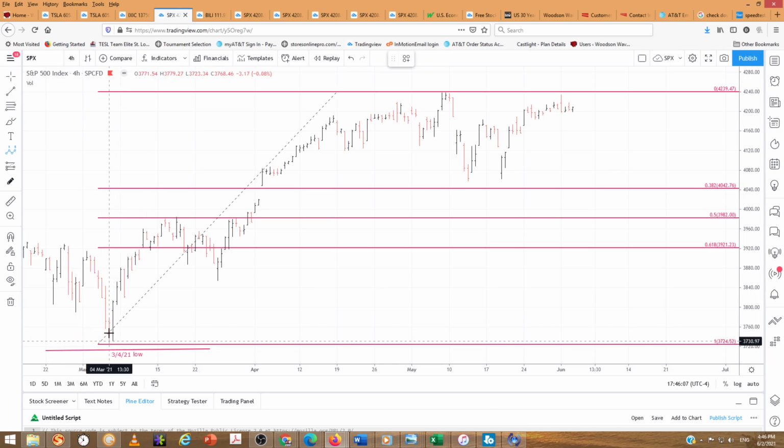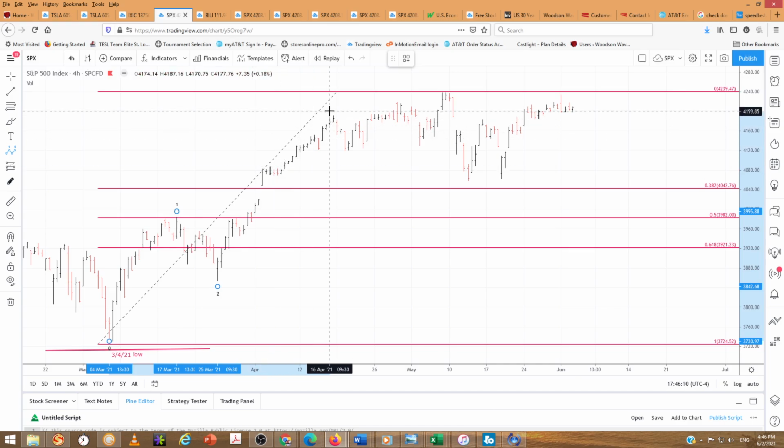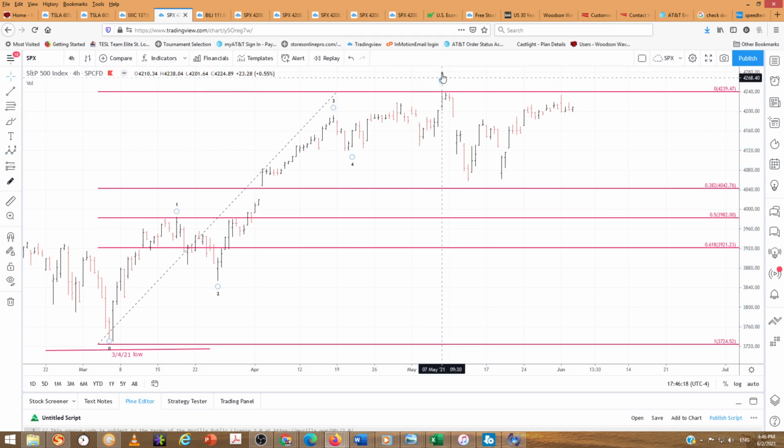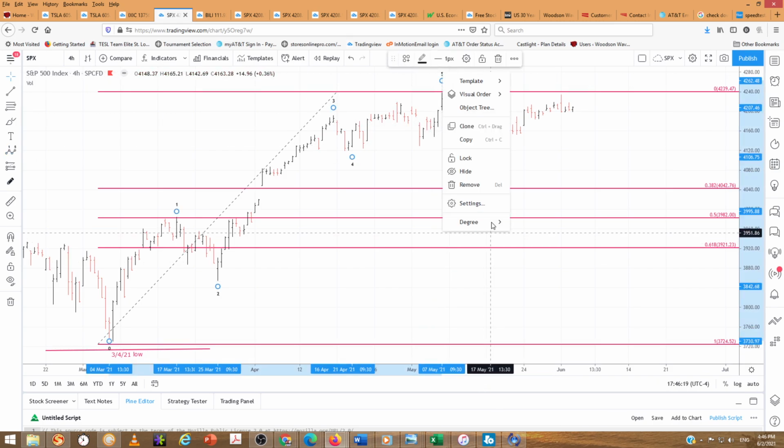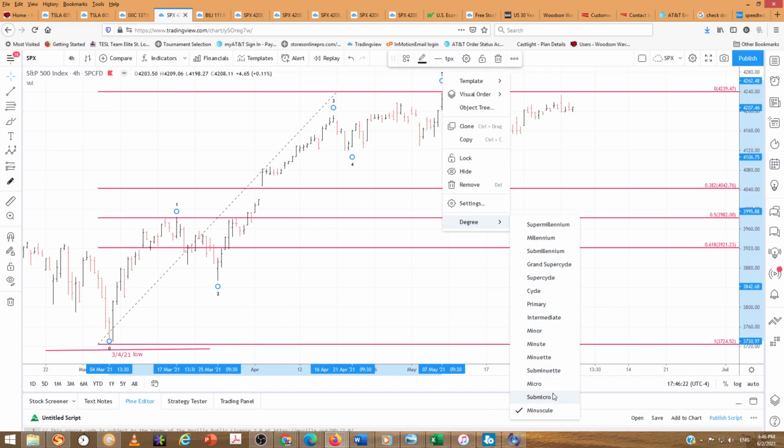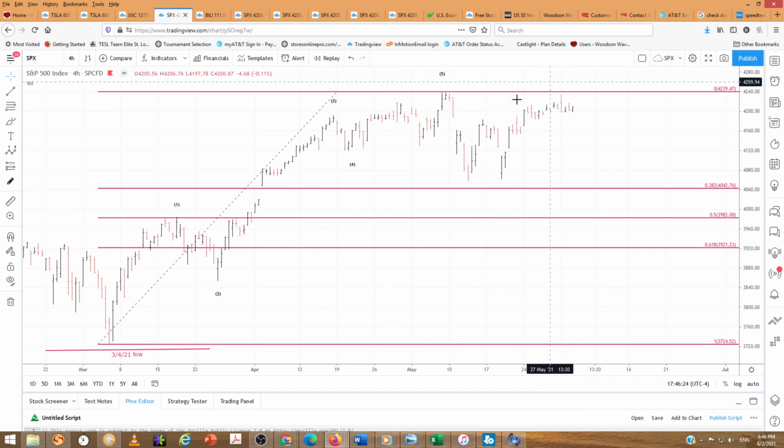Okay, and there's a 1 and a 2 and a 3. Well, it could be there. Well, here we go, 3, 4, and 5. Let's put it there for now. Let's get that a higher degree of trend. It's not minuscule. It's at least sub-micro. Okay, there we go. And here's an A or 1 wave down and a B up, and then we're looking for a C or 3 wave down.